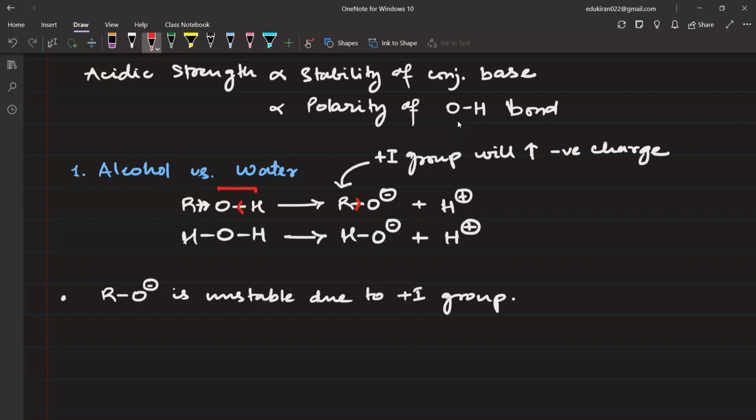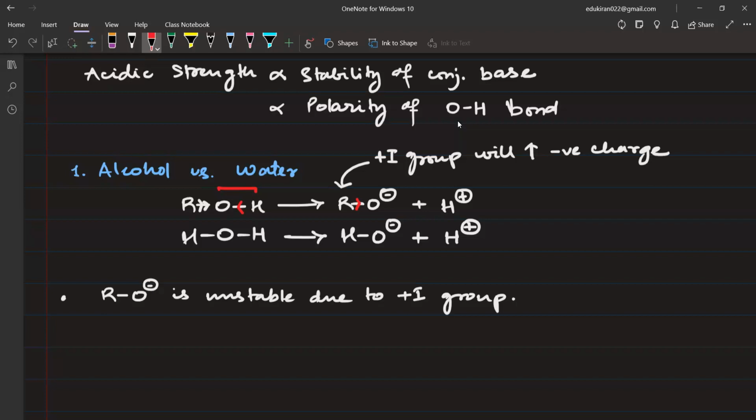In the case of water, both of these are what? Hydrogen atoms, and that is why oxygen is pulling from the hydrogen. It does not have any other option. It has to take electrons from hydrogen only. And that is why oxygen pulls more electrons from hydrogen in the water case. Why? Because it has nothing other than hydrogen.